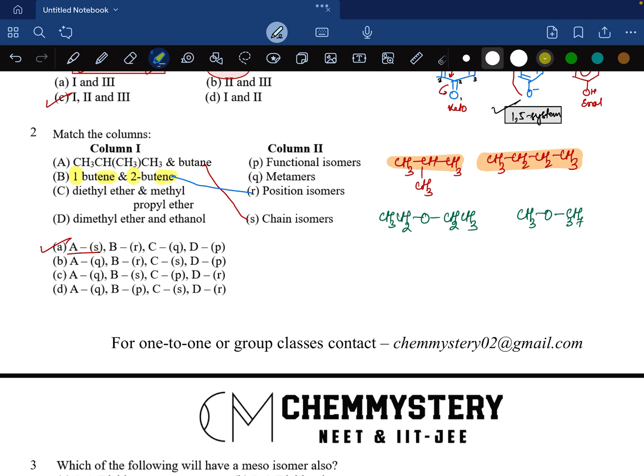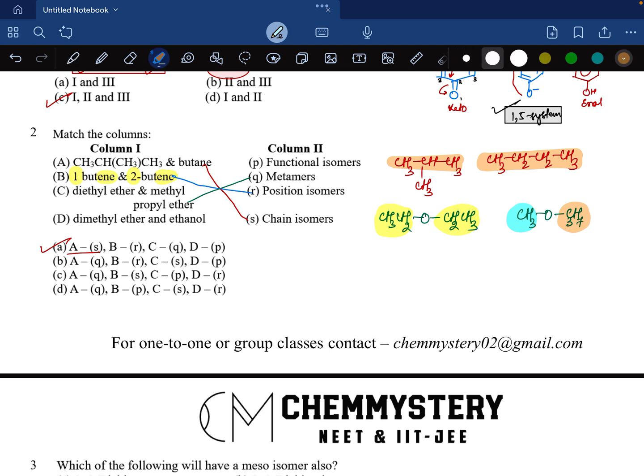So now what difference do you see here? Around the bridging functional group, on one side ethyl groups are present. On the other side, one side is a methyl group, the other side is the propyl group. Groups around the bridging functional group are different. This kind of isomerism, we call it as metamers or metamerism. Then the groups around the bridging functional group should be different.